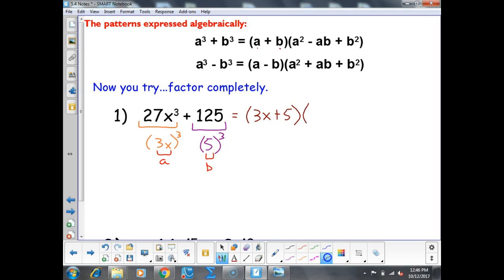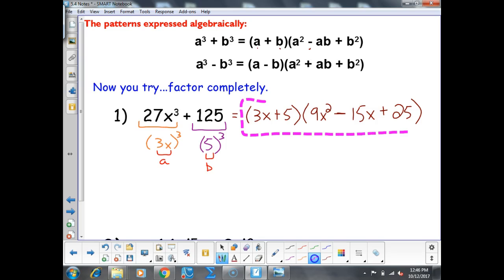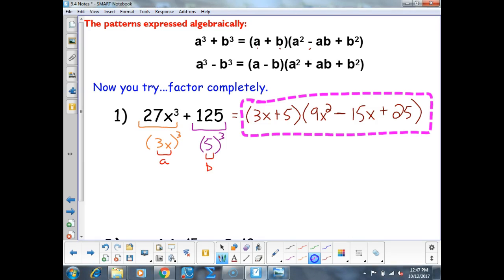times A squared. So 3x times 3x is 9x squared, minus A times B, 3x times 5 is 15x, plus B squared is 25. That's it, because that second trinomial is not factorable.